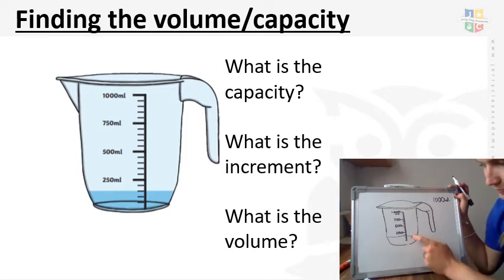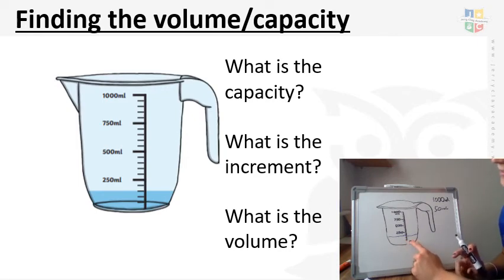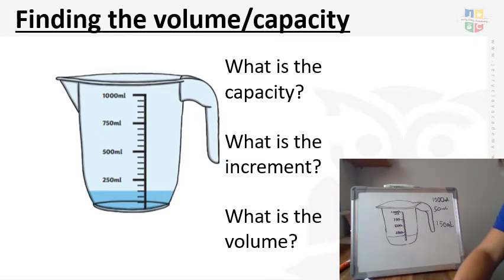Let's go 25. 0, 25, 50, 75, 100, 125. Still not quite big enough, so let's go bigger. Let's go 50. 0, 50, 100, 150, 200, 250. So I know that my increments are going up in 50 millilitres. So now I know that I can work out what my volume is. So my volume is 0, 50, 100, 150 millilitres. So well done if you got those correct.